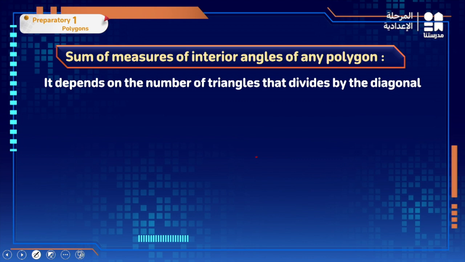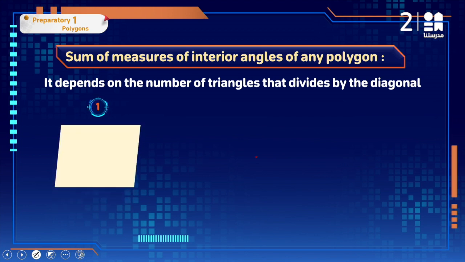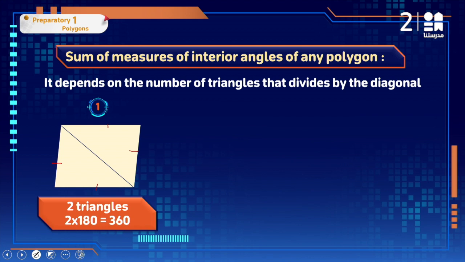Now let's talk about the sum of measures of interior angles of any polygon. It depends on the number of triangles that the diagonals divide it into. To be clear, number one, we have a quadrilateral. Why? Because we have 4 sides: 1, 2, 3, 4. And here I drew the diagonal. Then count how many triangles there are. As you can see, this is number 1 and this is number 2. So we have 2 triangles. So the sum of interior angles is 2 times 180.